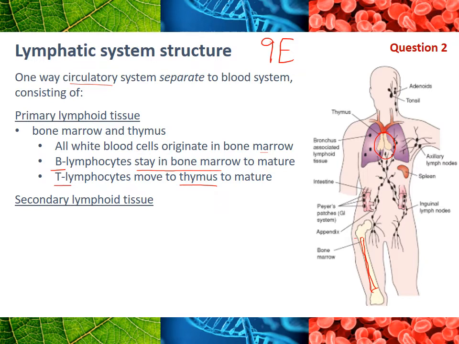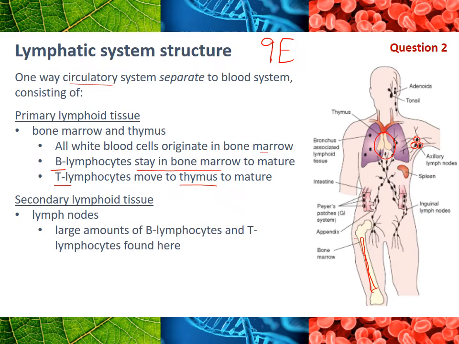We then have what's called secondary lymphoid tissue, and they are other areas of the body that are involved in the lymphatic system. The main one we're going to talk about are lymph nodes. If you look over at this diagram, all of these little black circles are lymph nodes. They're these little clusters of tissue that are found in certain areas of the body.